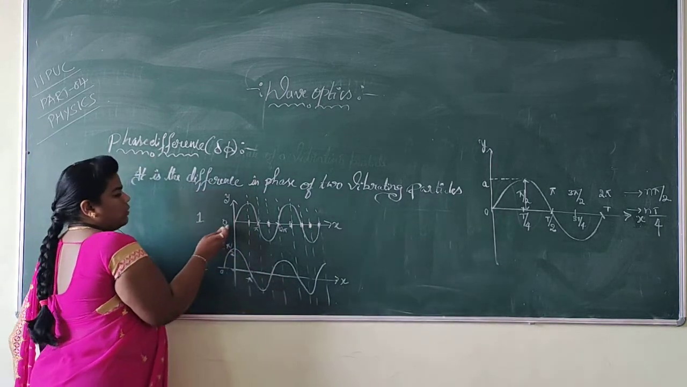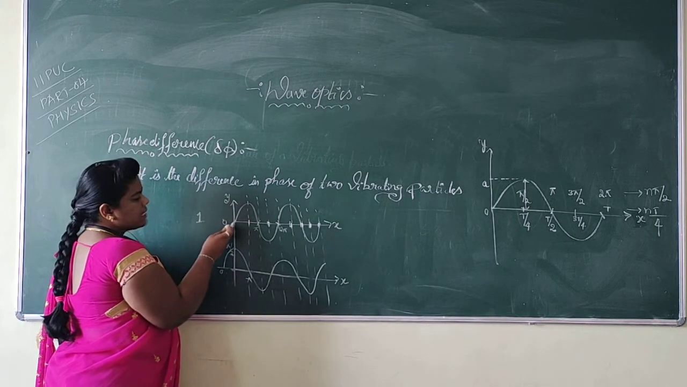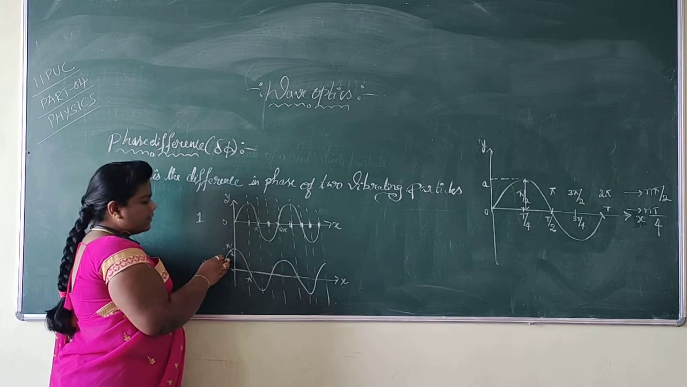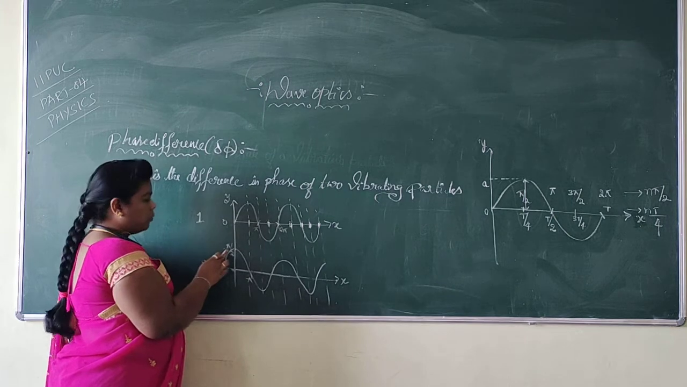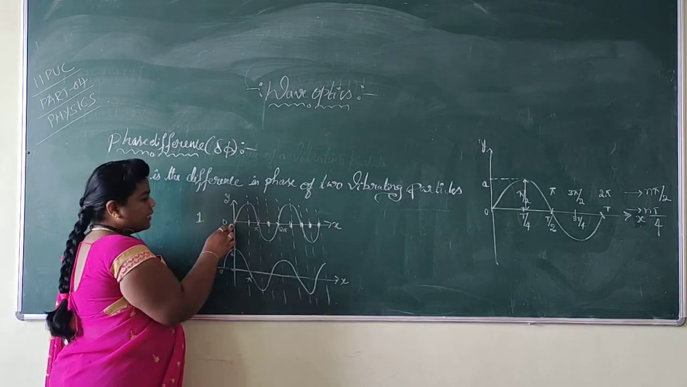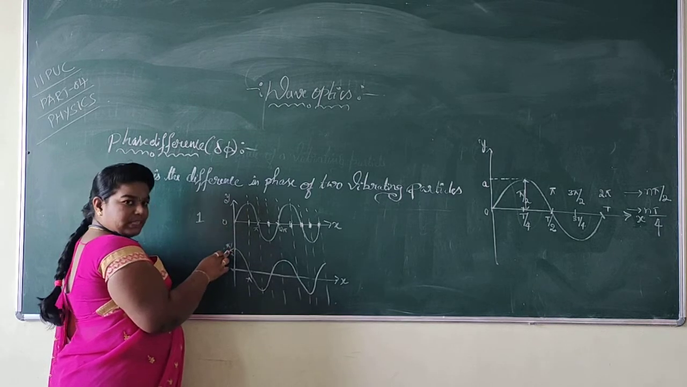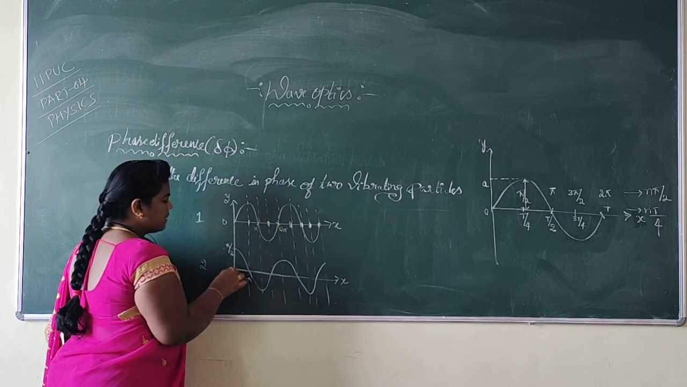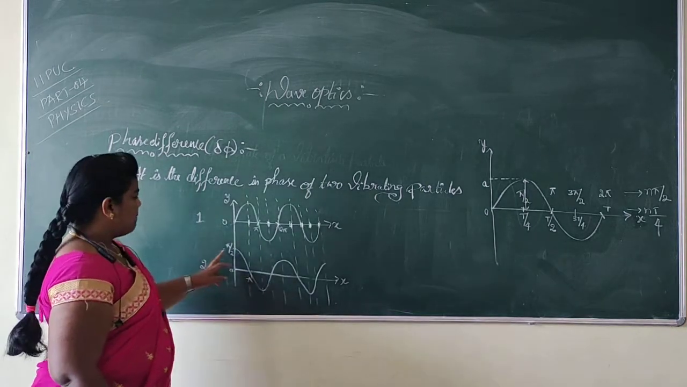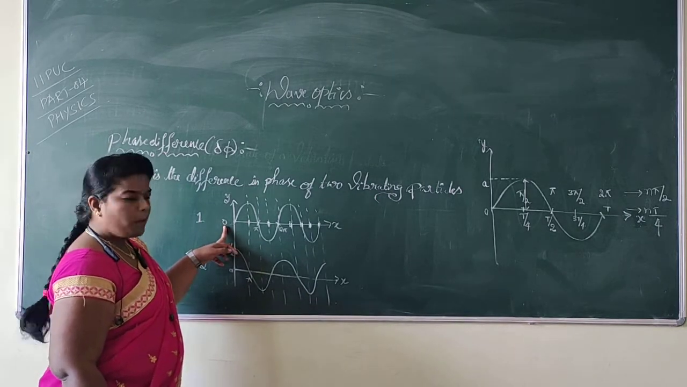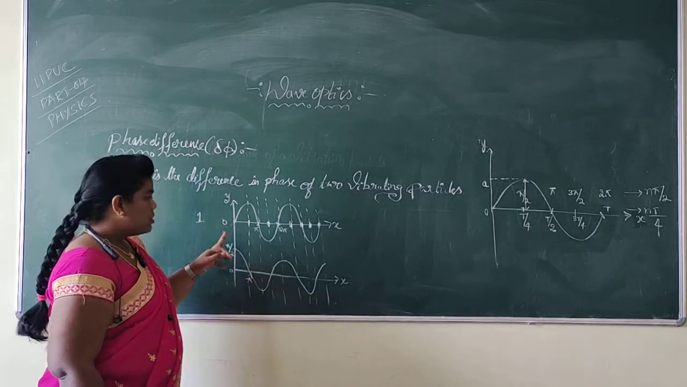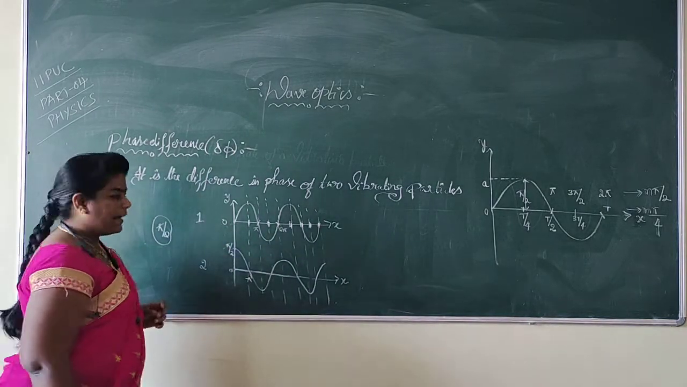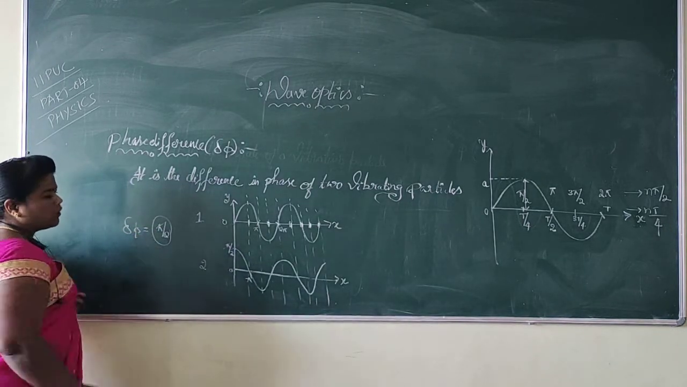The first vibrating particle is starting with the phase angle 0, while the second vibrating particle is vibrating with the phase angle pi by 2. Pi by 2 is the initial phase angle. Here the initial phase angle is 0. Here the initial phase angle is pi by 2. What is the difference between these two vibrating particles? Pi by 2 minus 0 gives you pi by 2. So pi by 2 is the phase difference between the two vibrating particles. So delta phi is equal to pi by 2.